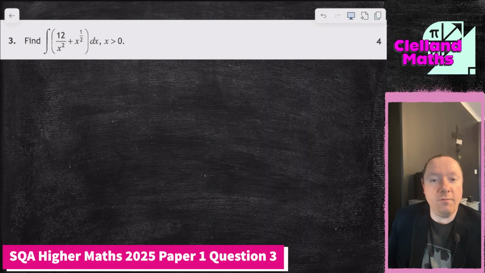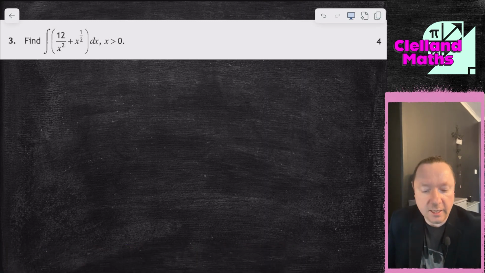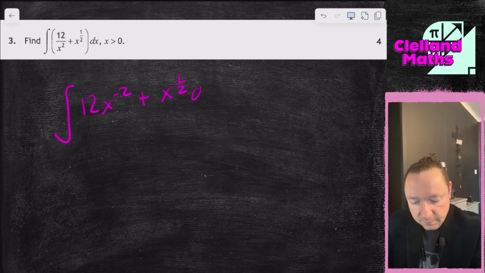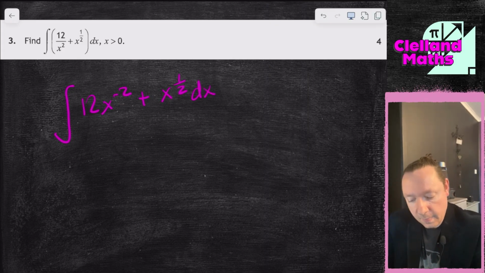And we're done there. SQA Higher Maths 2025, paper 1, question 3. Integrate 12 over x squared plus x to the half, dx. So I need to get it ready to integrate. So that's 12x to the minus 2 plus x to the half, dx. Add 1 to the power, divide by the new power. Minus 2 add 1 is minus 1. Divide by minus 1 gives me minus 12.